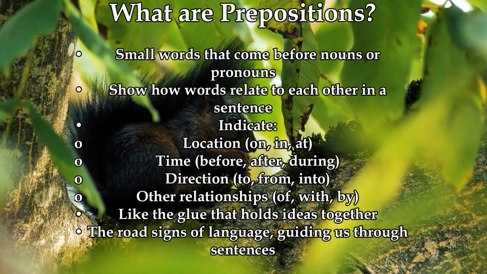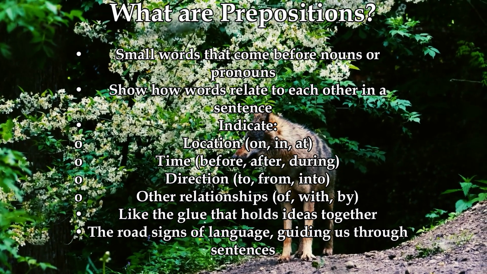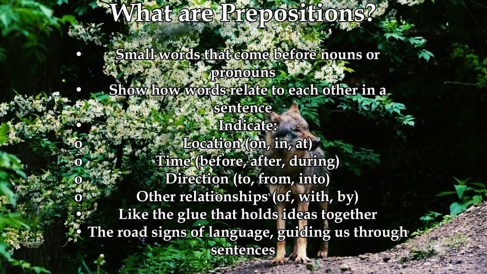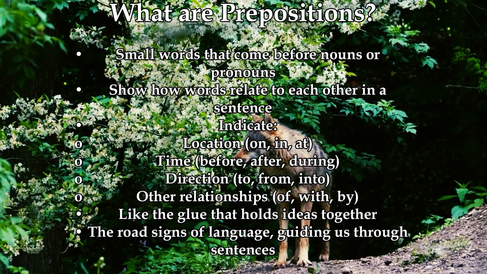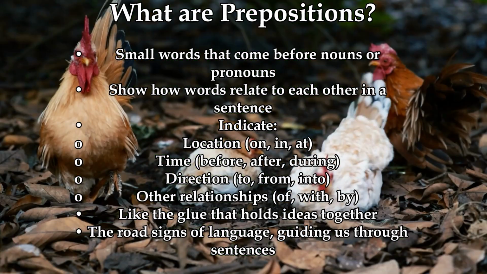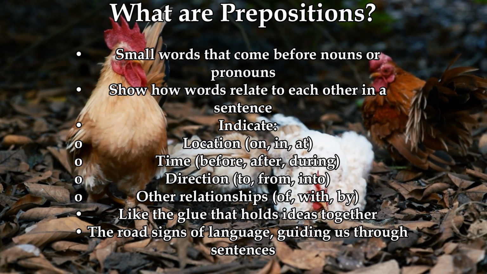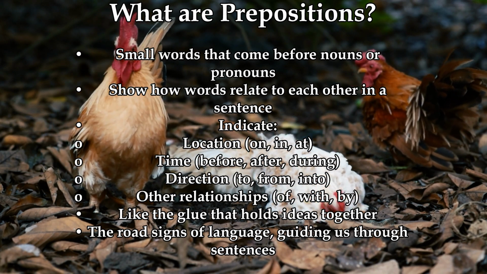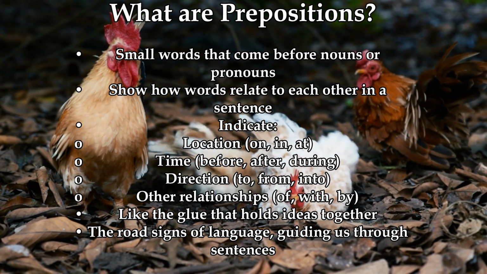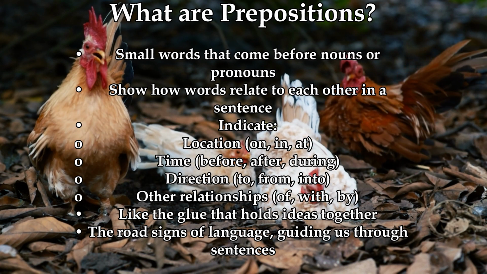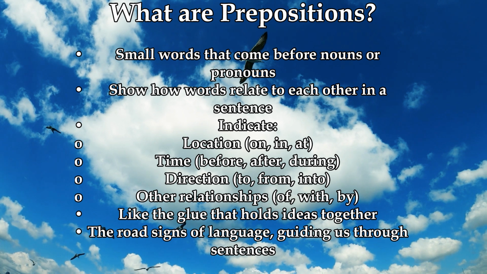Section 1. Defining prepositions. First things first, let's define what prepositions are. These small but mighty words typically come before nouns or pronouns, showing how they relate to other words in the sentence. They're like the glue that holds our ideas together, indicating location, time, direction, and more. Some common prepositions you might recognize include on, in, and at for location, before, after, and during for time, to, from, and into for direction, and of, with, and by for various other relationships.